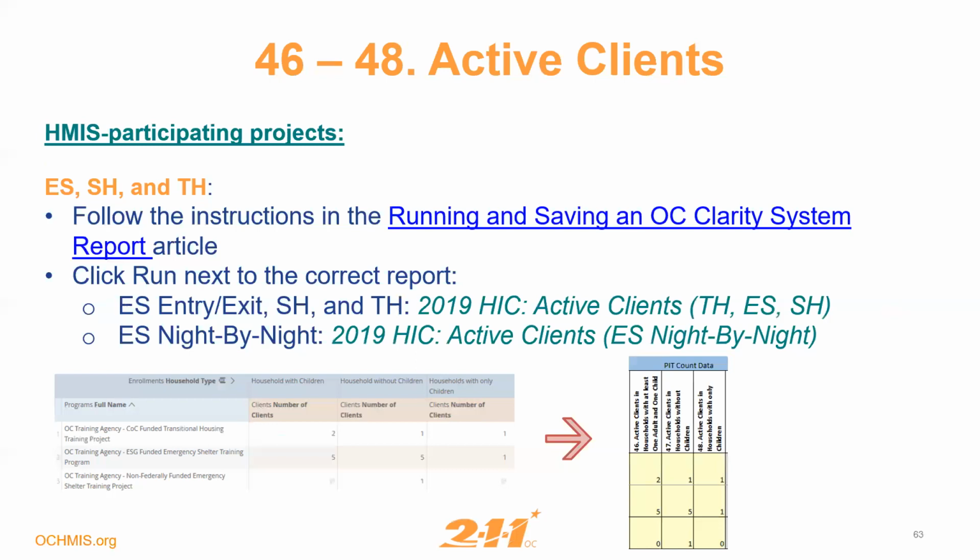So on question 46, they put in 2. And then for households without children, that project has 1 on the report. So for question 47, they typed in 1 on the HIC answer form. And then on the report for households with only children, the number of clients, the report says 1. So for question 48, on the HIC answer form, they reported 1. So it's pretty straightforward. You'll just be running the report to see the active clients for these projects.